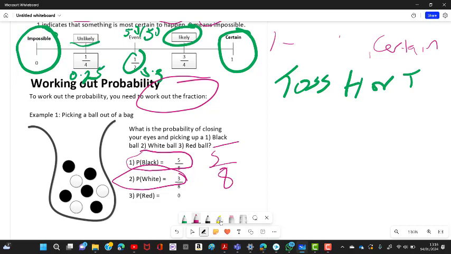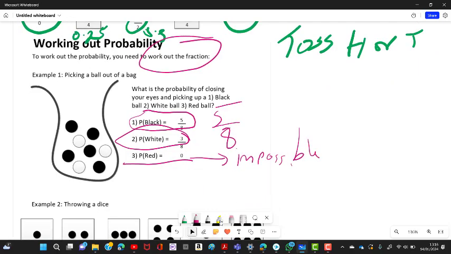And because there's no red ball, the probability of picking out a red ball is 0. You can say 0 out of 8, but really 0 out of 8 is 0. So it means that it is impossible. There's no way, no matter how many times you pick out the ball and put it back in, you'll have a chance of 0 of picking out a red ball. Okay, so all we've got to do is work out a fraction of something.